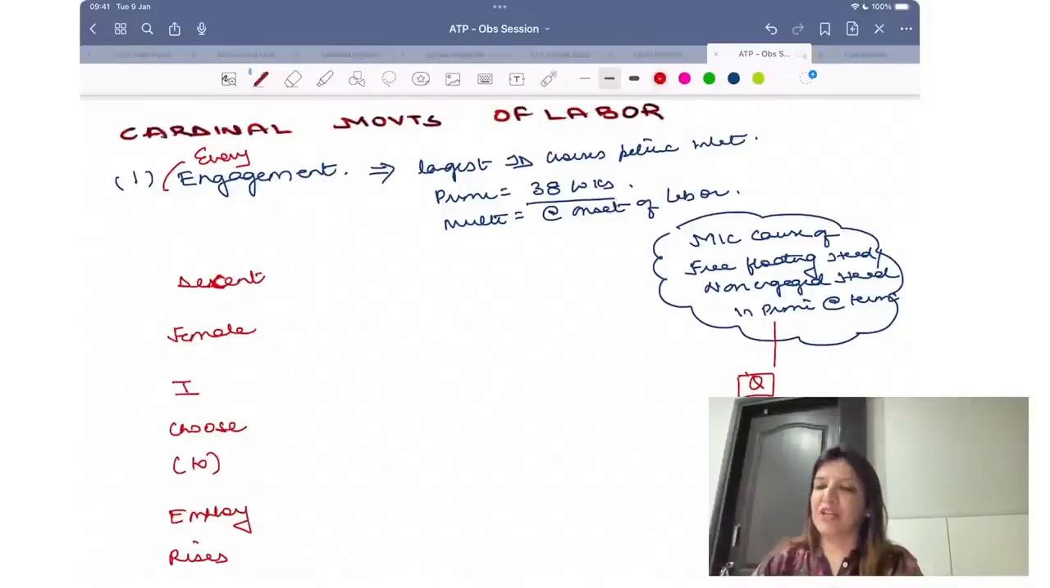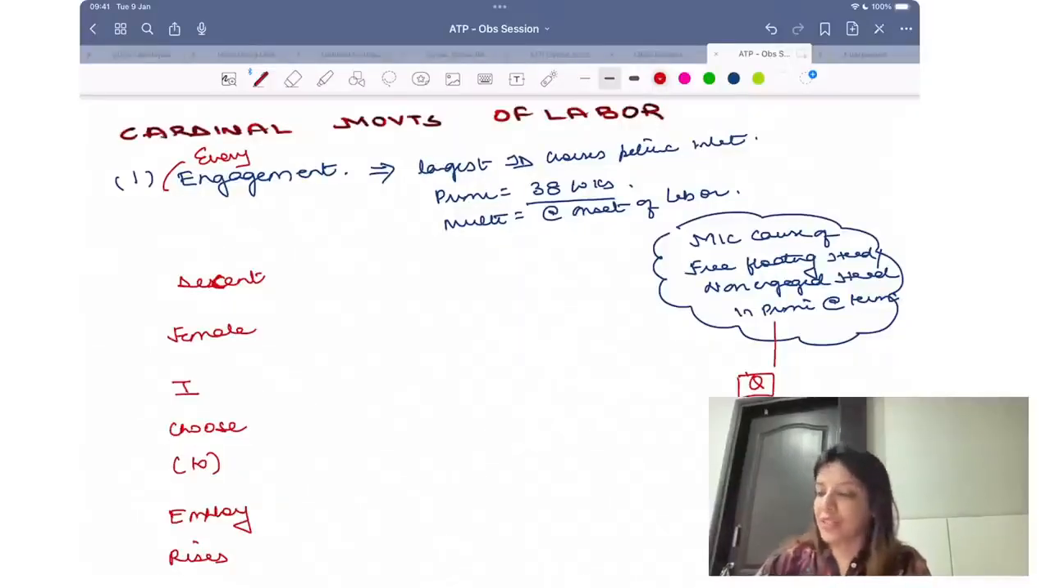Prachi, you are NEET PG, right? Cupcake, you are NEET PG? Tell me the answer to this. What is the most common cause of free floating head or non-engaged head in a primigravida at term?